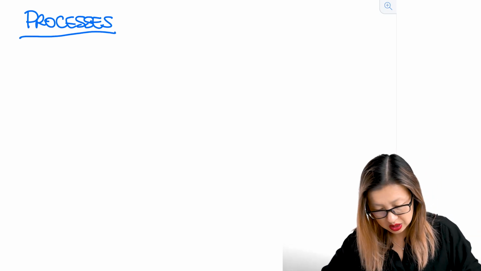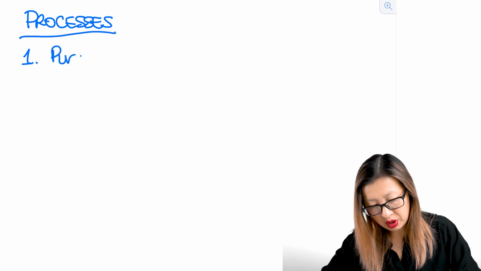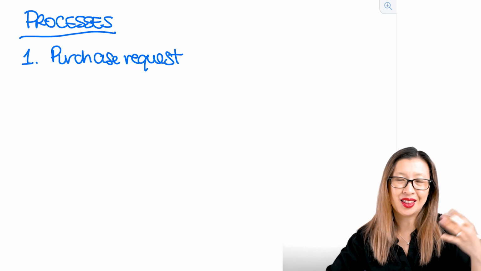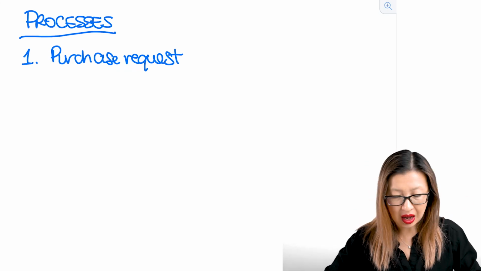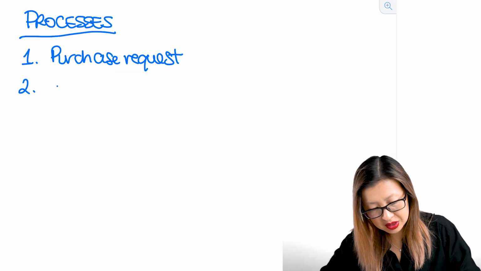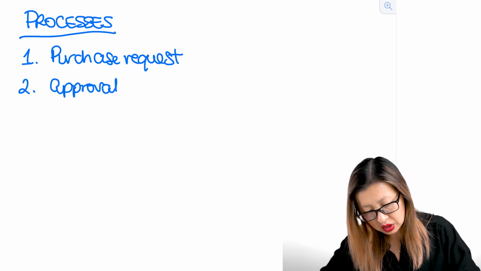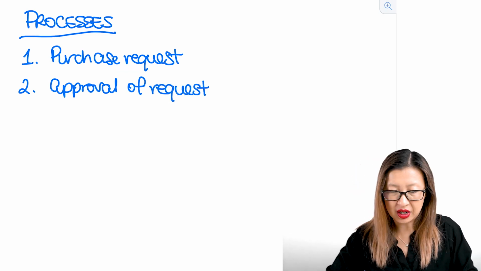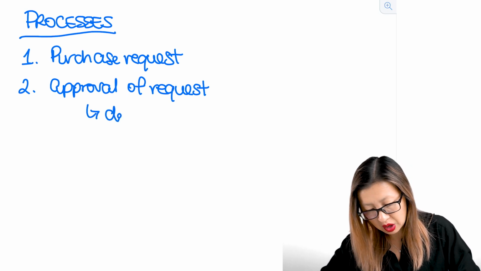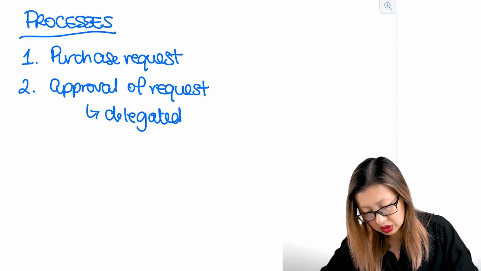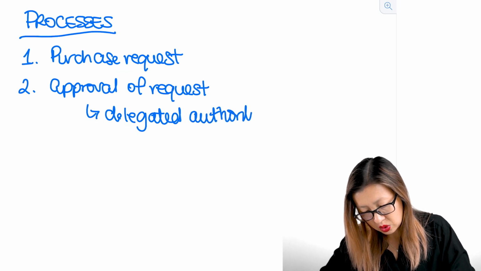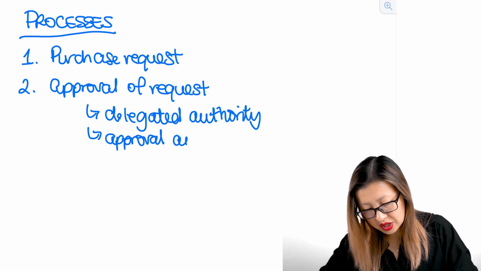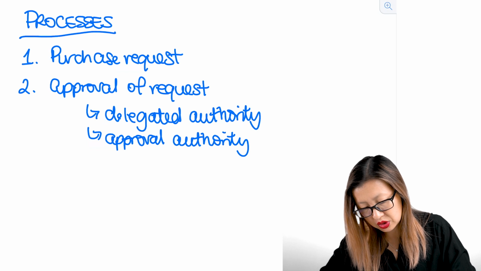So the first step is normally going to be some form of purchase request. So we need something, or somebody within the business needs something. There is a process of making a request. After that, there needs to be some sort of approval of requests. And usually there is also some sort of hierarchy. So they have something called either delegated authority, or sometimes it might be called approval authority, which says that certain people can authorize certain things.